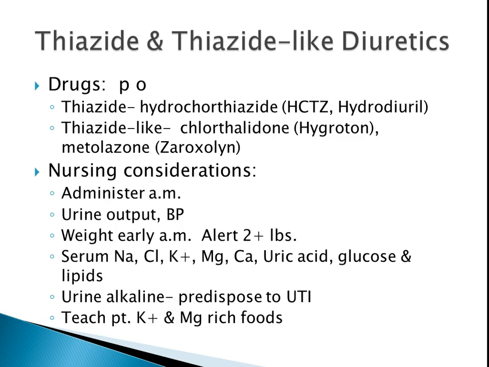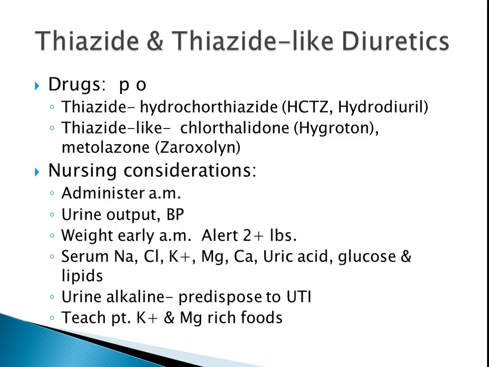Nursing considerations. You have a patient on the diuretic, you tell them to take it first thing in the morning. They're going to lose fluid and have to go to the bathroom pretty often. You don't want them doing that late at night, during the night, so take it in the morning. They work for about 6 or 8 hours or so. In the hospital, we're going to check their urine output and blood pressure. Tell your patient to weigh themselves early every morning, same scale, same amount of clothes, same time. If they gain 2 pounds or more, they need to contact their healthcare provider.